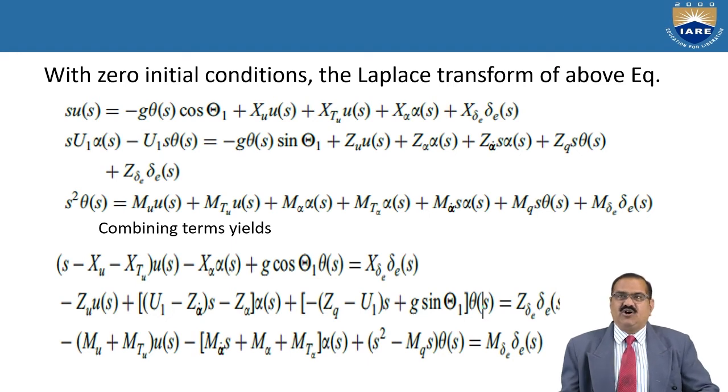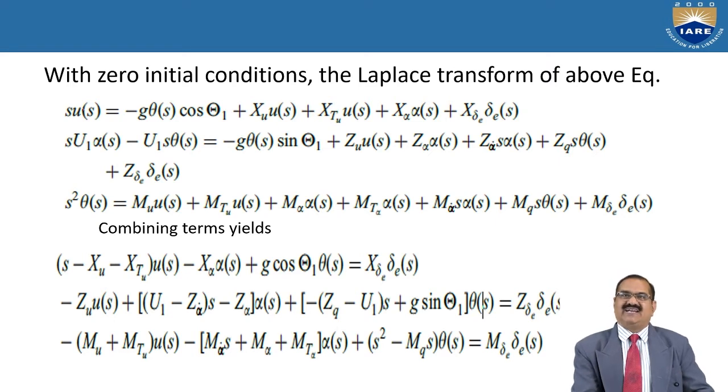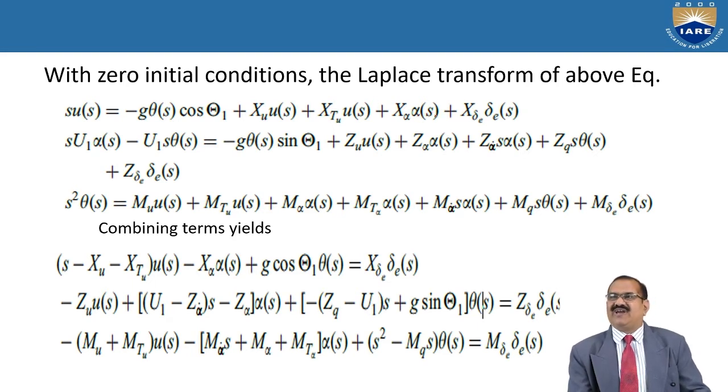So now, with zero initial conditions, we take the Laplace transform of the above equations, because we are transforming to the Laplace domain to convert these equations into simple algebraic equations. So s u is equal to minus g theta into s cos theta 1 plus x u u plus x T u u. Wherever alpha and these other variables appear, we have added s, and in the same way we have done this in all the previous equations.